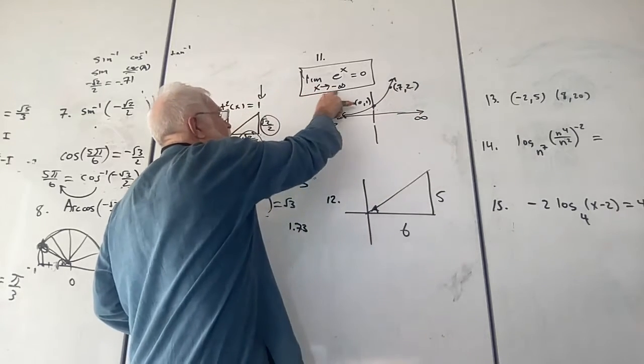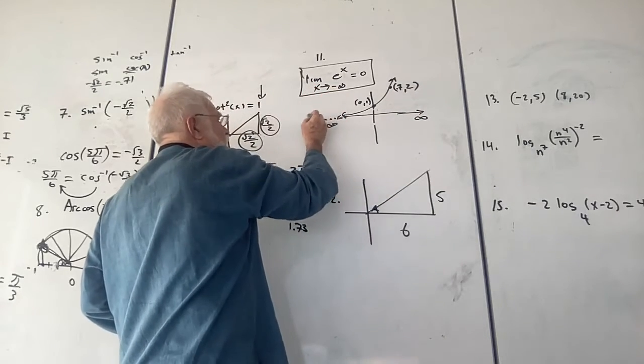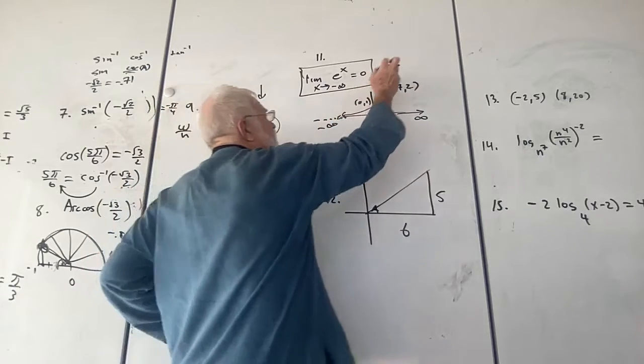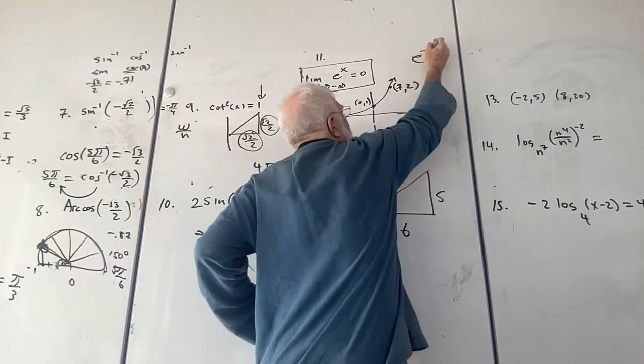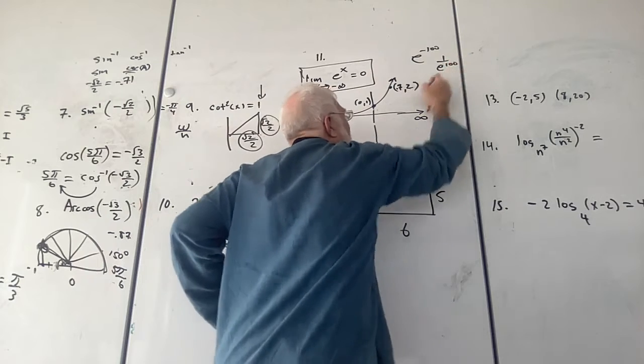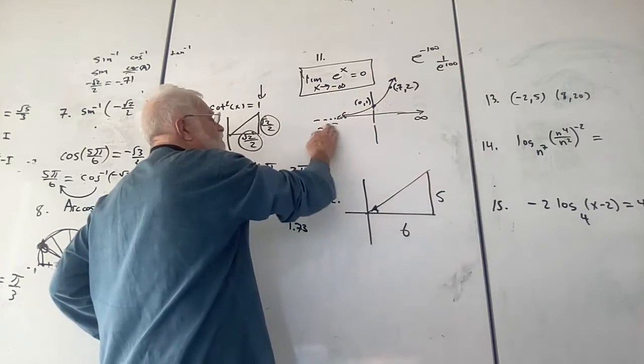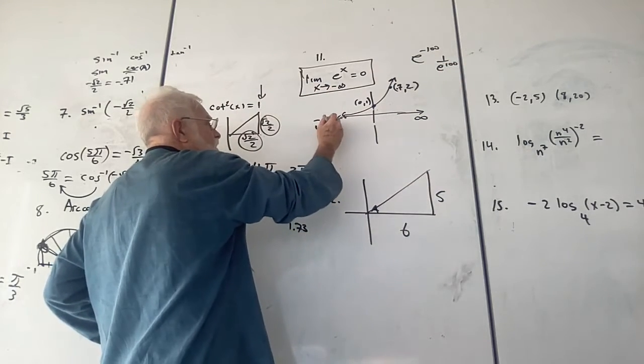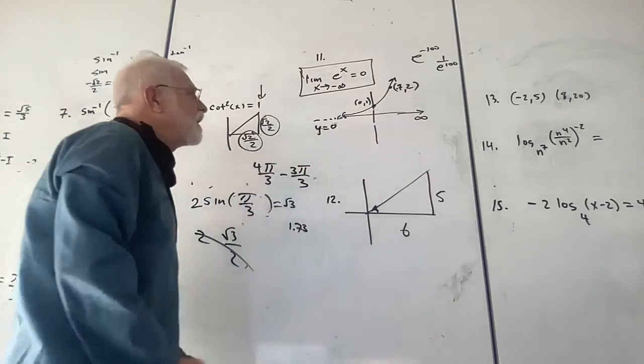And the limit as x goes to negative infinity: the more I head to negative infinity, the more I head to numbers like e to the minus 100, which is 1 over e to the 100, which is still positive, but really close to 0. So there's asymptotic behavior. That graph was y equals e to the x.